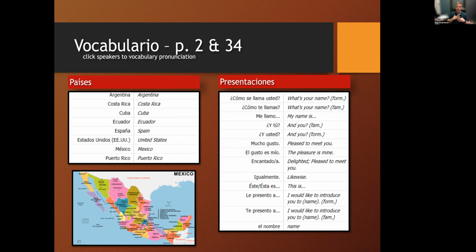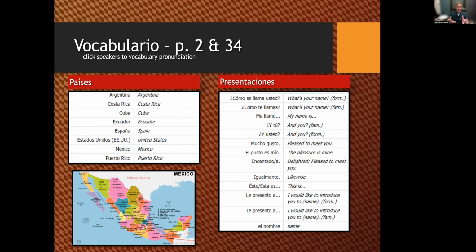So encantado or encantada. Igualmente literally means equally, but likewise, igualmente. If somebody says to you, mucho gusto, nice to meet you, then you could say igualmente. I also am pleased to meet you. Este es, you're introducing something or somebody. Este means this. Esta is if it's a female. So este es mi hermano, or este es mi amigo. This is my friend. This is my brother. Esta es mi hermana. Esta es mi amiga.